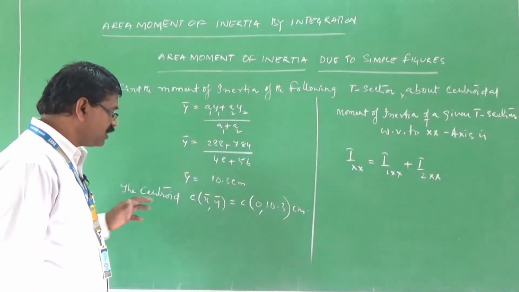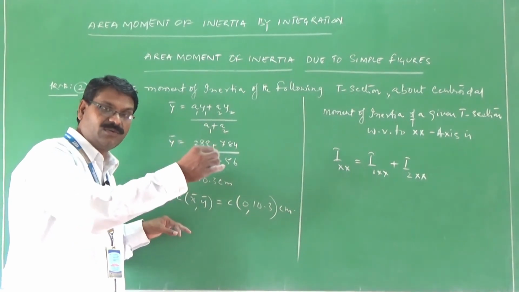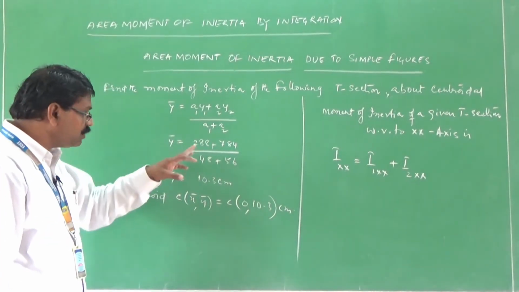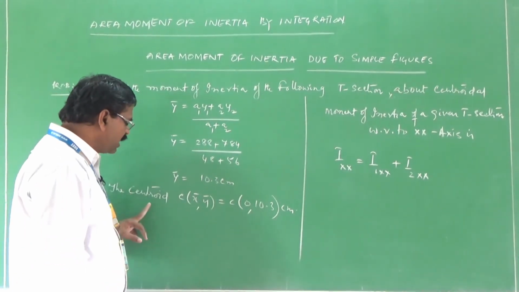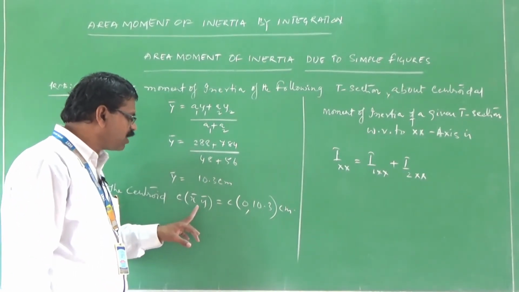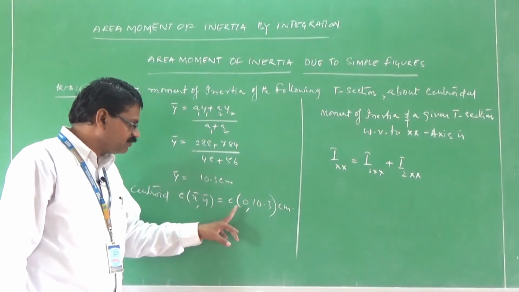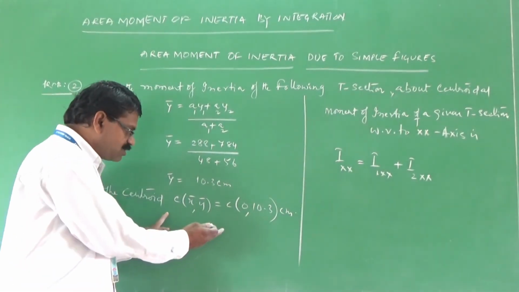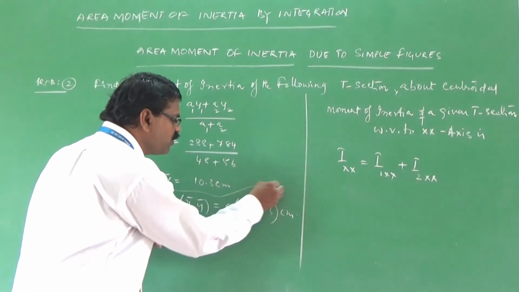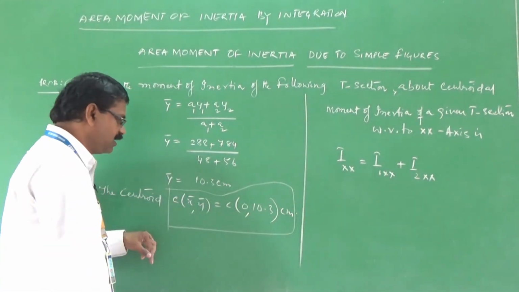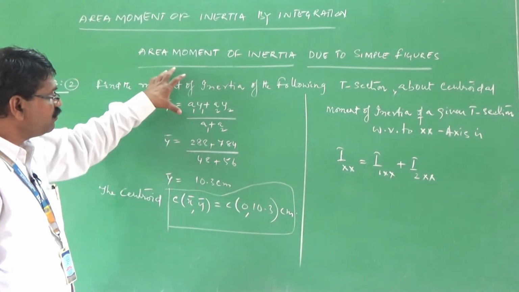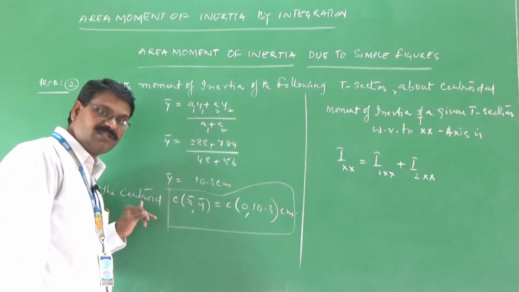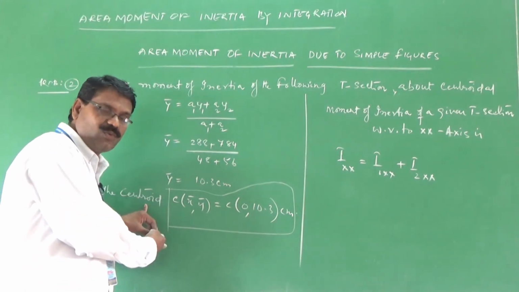Now, as I told you, the given T section is symmetric to y-axis, hence x bar is equal to 0. The centroid of the given T section, C of x bar comma y bar, is equal to C of 0 comma 10.3 centimeters. If you look at this answer, my dear students, this is what is known as the centroid part. In order to find the area moment of inertia of any simple figure, first of all, we need to find the centroid. So, this is up to this as usual.